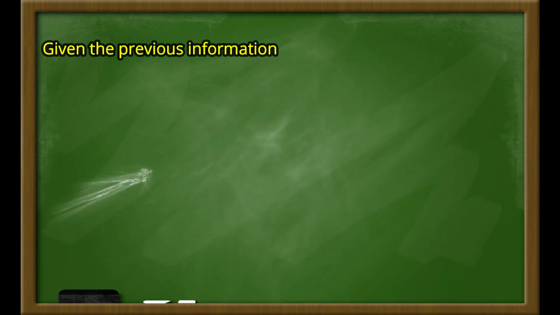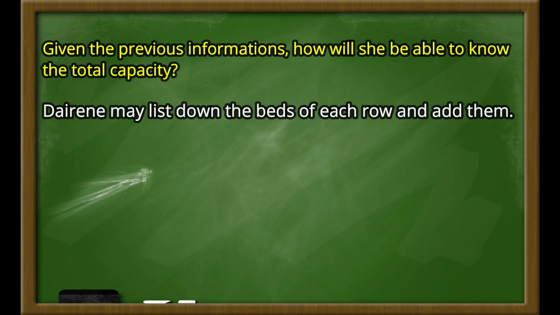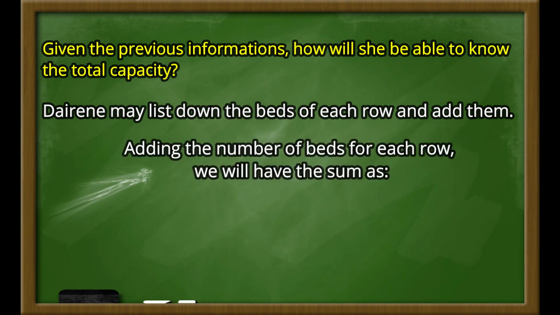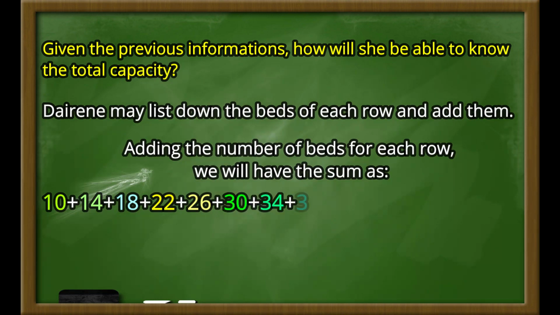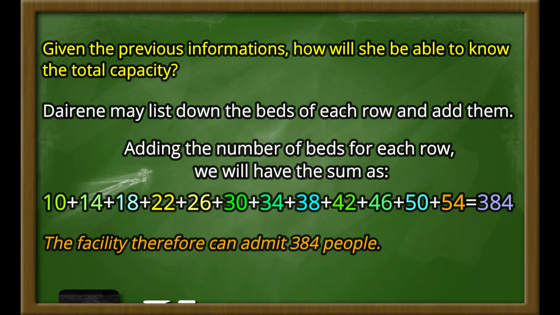Given the previous informations, how will she be able to know the total capacity? Irene may list down the beds of each row and add them. Adding the number of beds for each row, we will have the sum as 10 plus 14 plus 18 plus 22 plus 26 plus 30 plus 34 plus 38 plus 42 plus 46 plus 50 plus 54 is equal to 384. Therefore, there are 384 beds in the facility.